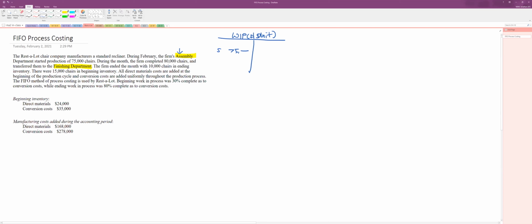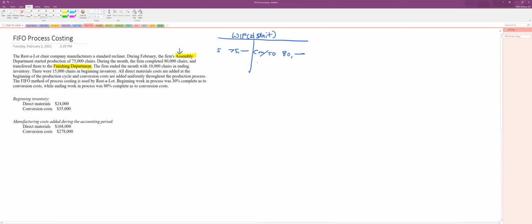Handling transfer-in cost is a really important matter, especially for your midterm. So if you're not sure, I want you to focus on that matter before the midterm. Again, now we are in the assembly department, so I don't worry about the transfer-in cost in this question. The company actually completed and transferred out 80,000.